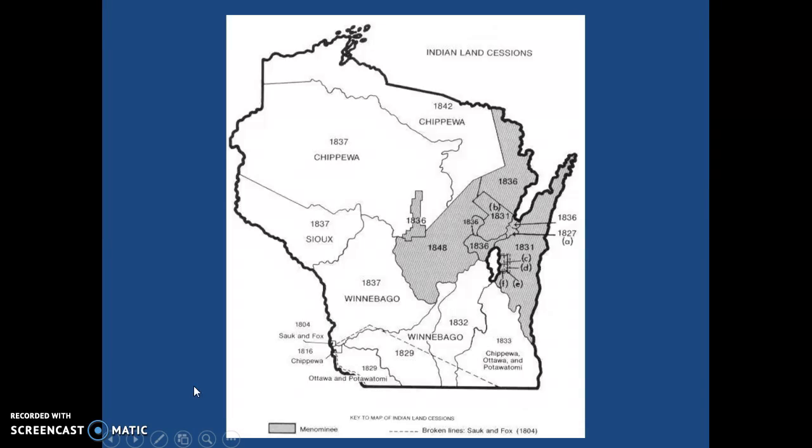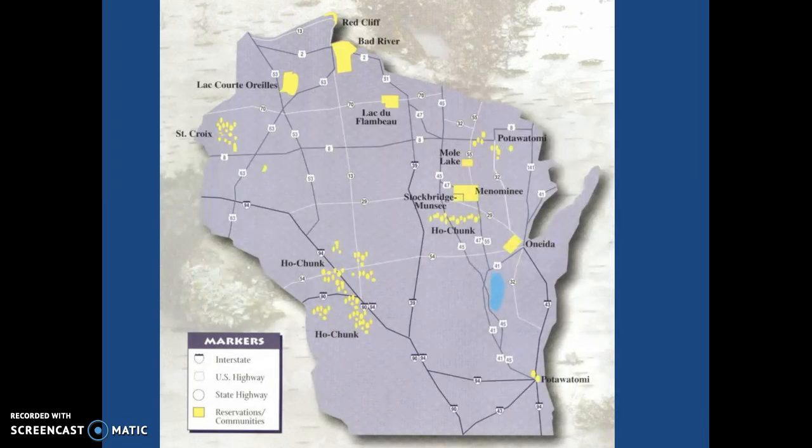So after the series of land cessions, this is what Wisconsin looked like by the 1850s. And this is the rest of the reservation lands of Wisconsin present day.